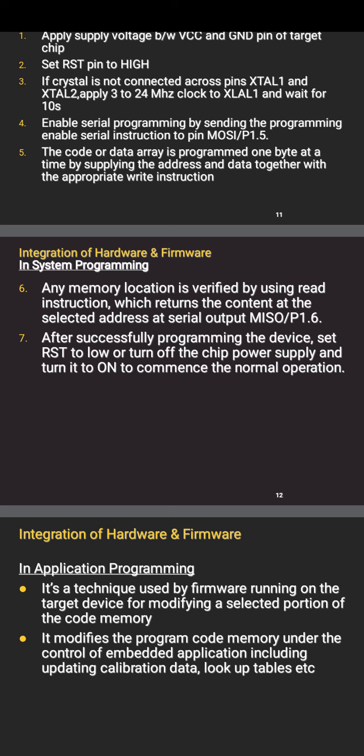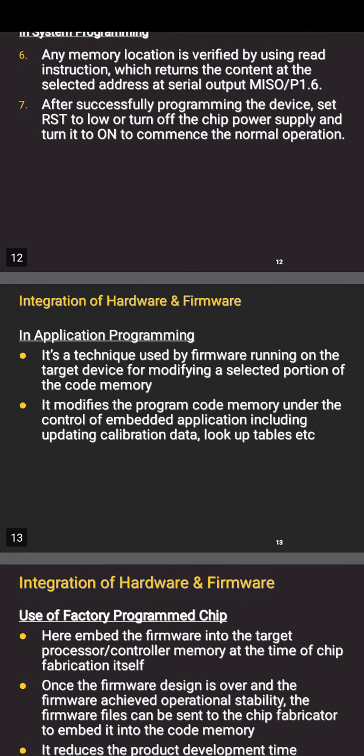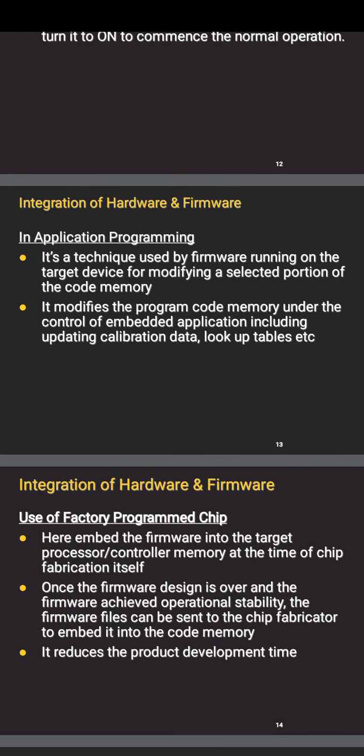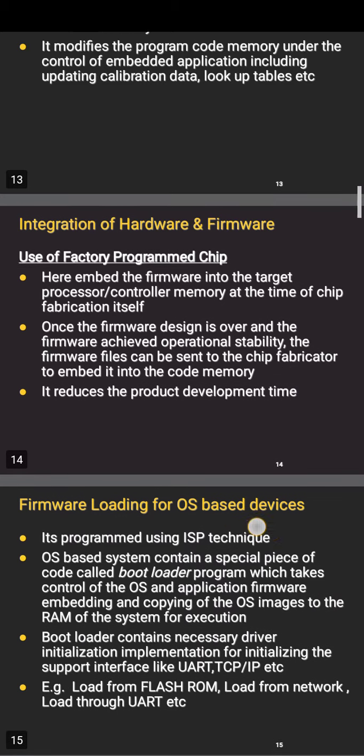It will only modify the program code memory under the control of the embedded application. This is in-application programming and the use of a factory programmed chip. Here, the firmware is embedded into the controller at the time of chip fabrication itself. That is called the use of a factory programmed chip.